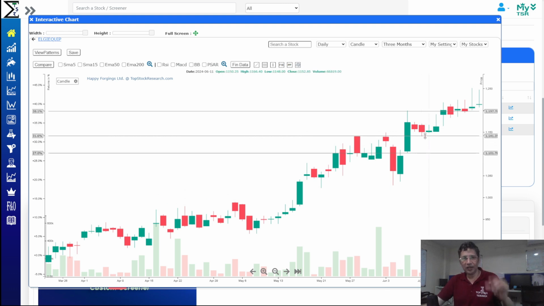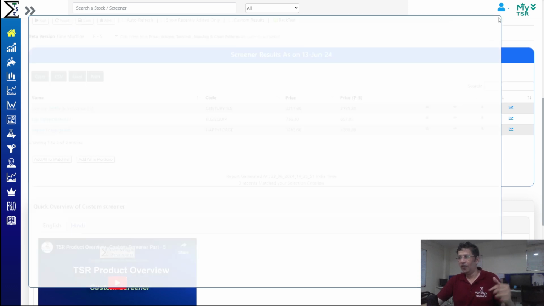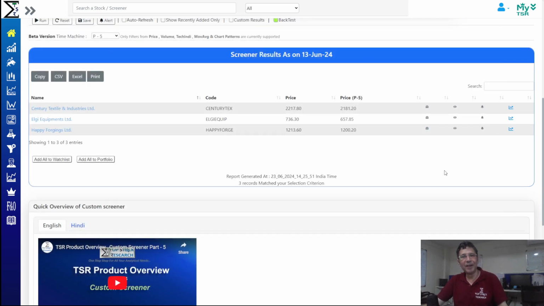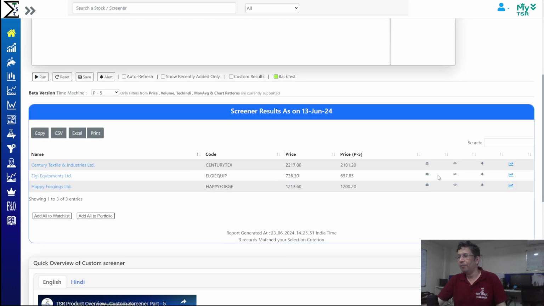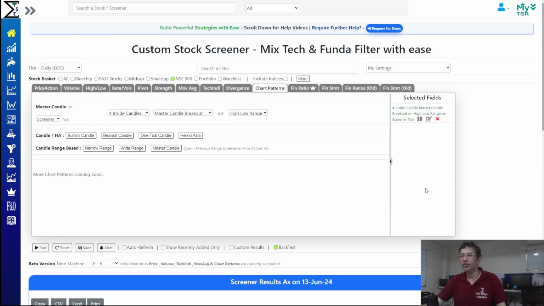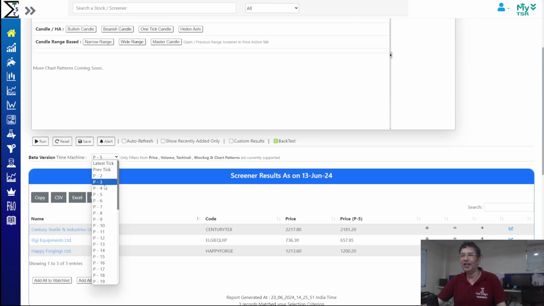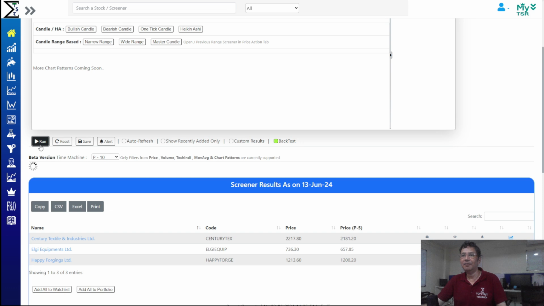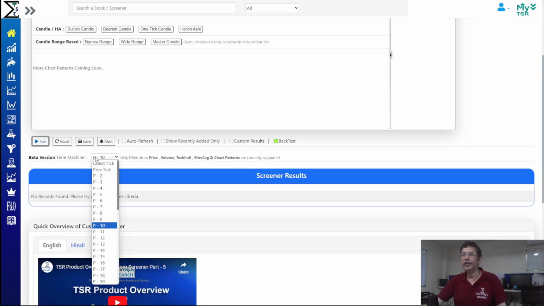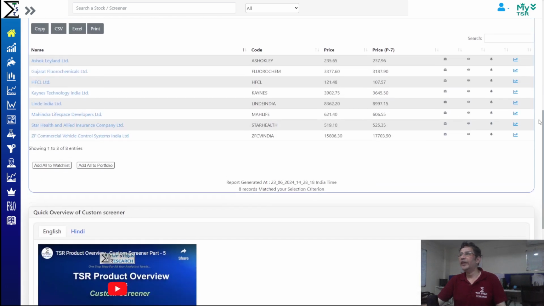So once you start using it, first thing is just identifying these patterns. Number two is identifying the stop loss, which is the best area for stop loss, and then you can use it to your best advantage, right? So we have a few candidates here. We go a little back, maybe 10 days back, to see if any interesting master candle breakout has formed. No. Okay, maybe we go to P-7. So there are quite a few things.